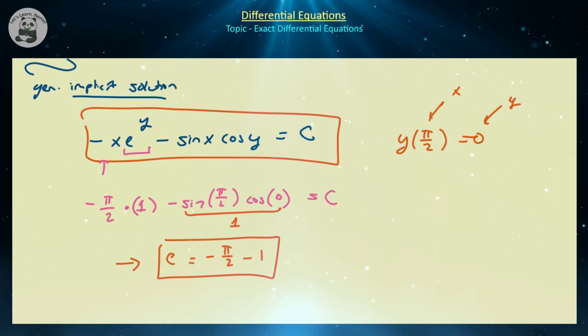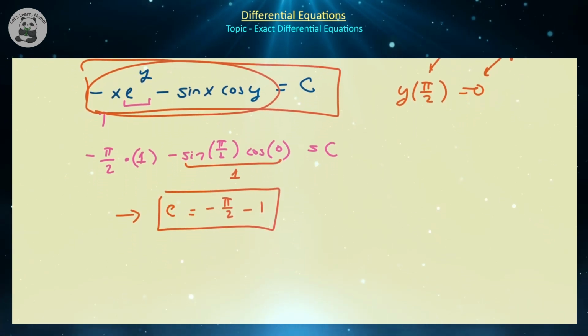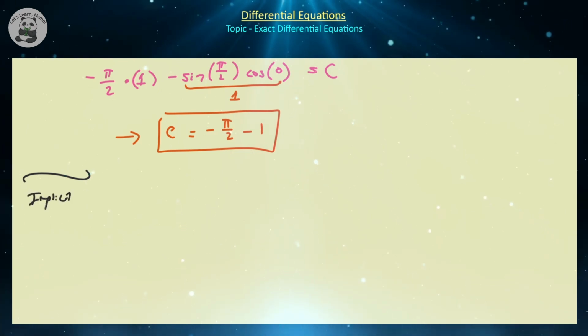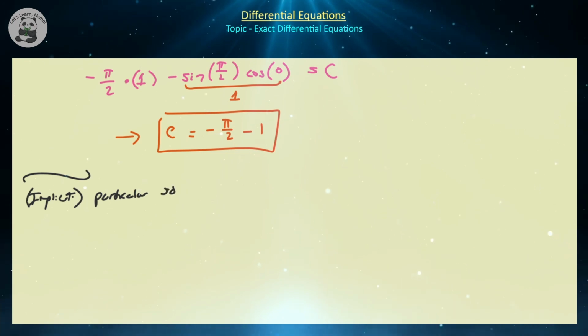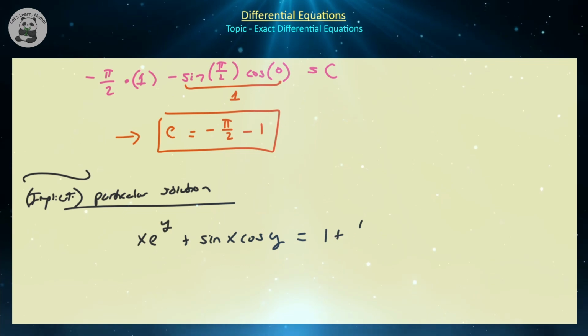It has two negative signs. Our original function had two negative signs on the left. So we could actually make this particular solution very, very nice. So this is our implicit particular solution. So our implicit particular solution is going to be equal to x e to the y plus sine x cosine y is equal to 1 plus pi over 2.